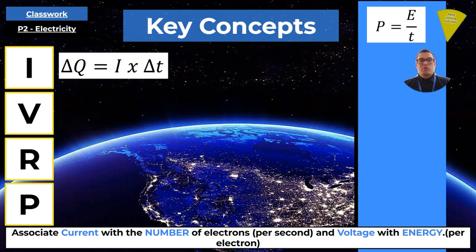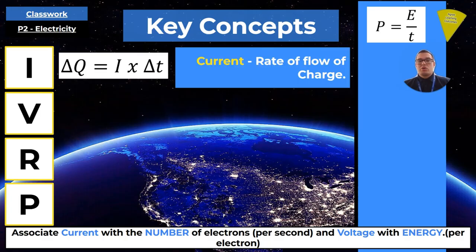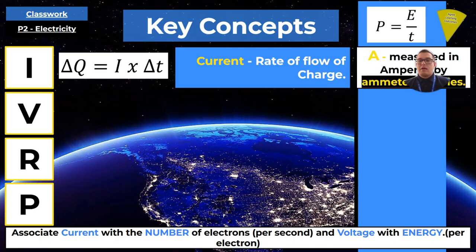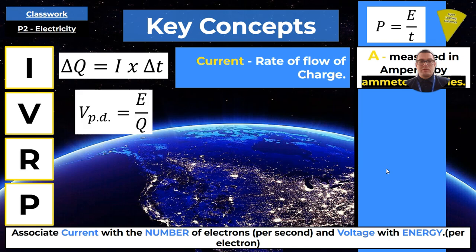So we have the equation for current, which is charge is equal to current times time. Current is the rate of flow of charge, as we've already said. It's how many electrons flow down the wire per second, in essence. So when we say the word rate, we divide it by time. It's important you know that it's measured in amperes, and it's always measured by an ammeter in series.